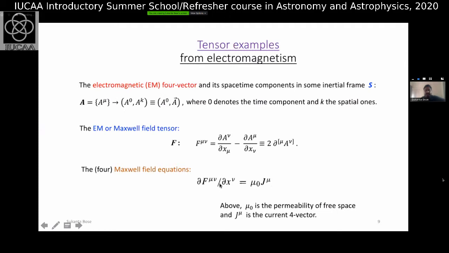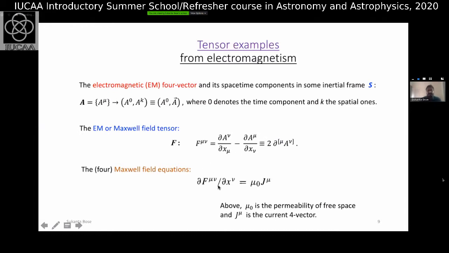This anti-symmetrization is denoted by these square brackets. Okay, all right. And that's obvious to see because as you interchange mu and nu, you actually flip the sign. And this factor of 2 again is conventional. So when you expand this, you basically get half times what you see here. Okay, so that half cancels the factor of 2 there.